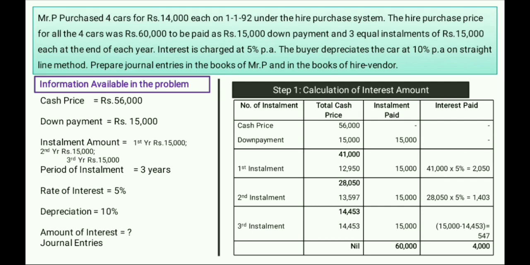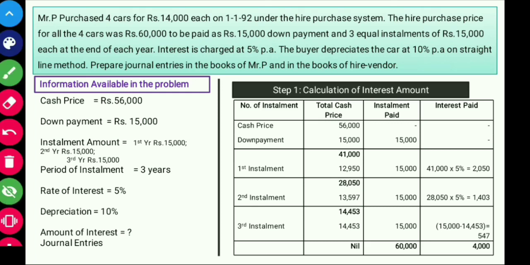So guys, in this problem we have information like cash price, down payment, installment amount, period of installment and rate of interest. Additional information, that is depreciation, is also given, but we are not going to use that depreciation for the calculation of interest amount. We use it only for preparing journal entries, so need not worry about it. And of course we have to calculate the amount of interest, and lastly we have to prepare journal entries in the books of hirer and hire vendor.